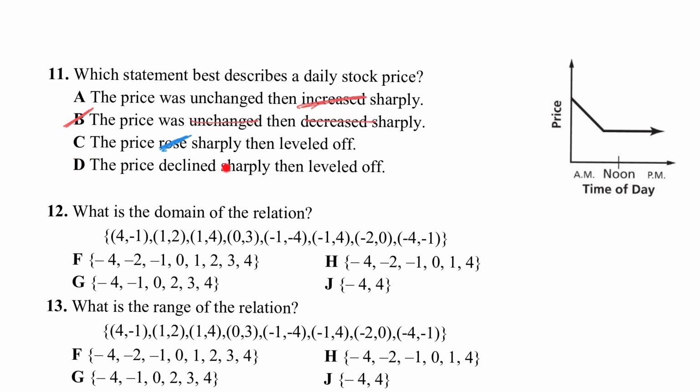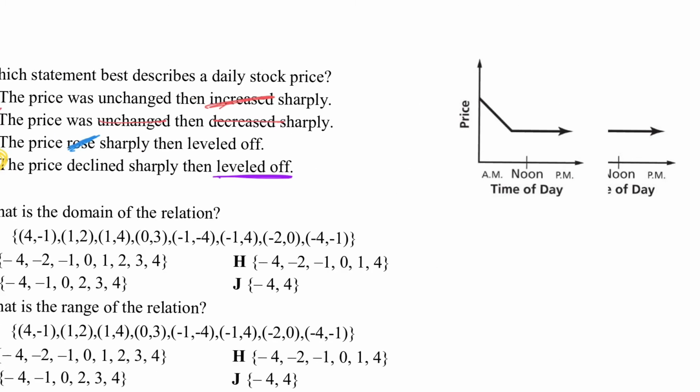The price declines, yeah, it goes down sharply. So decline, that's correct. And then it says level off. That phrase, level off, means that it doesn't change. It actually stays flat. So when you guys look at the price, it goes down and then it stays flat. It levels off right here. So option D is your correct answer.